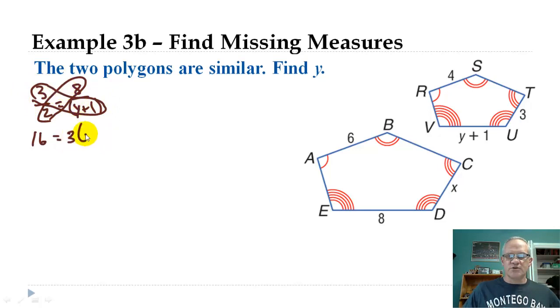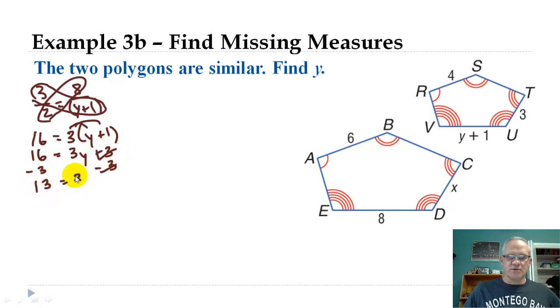And so this is going to be 3 times parentheses y plus 1. Distribute the 3. So 16 equals 3y plus 3, minus 3. Looks like this is not going to come out nicely either, but 13 equals 3y.